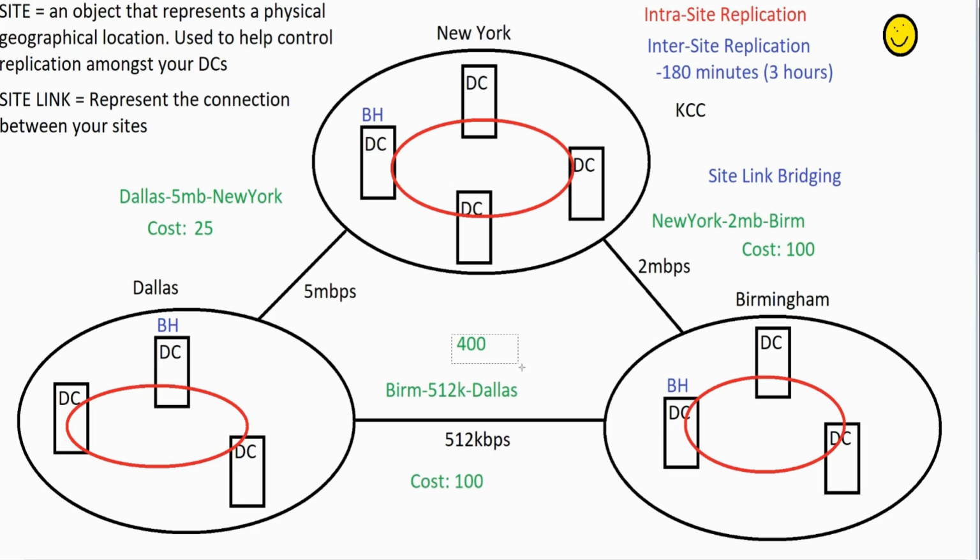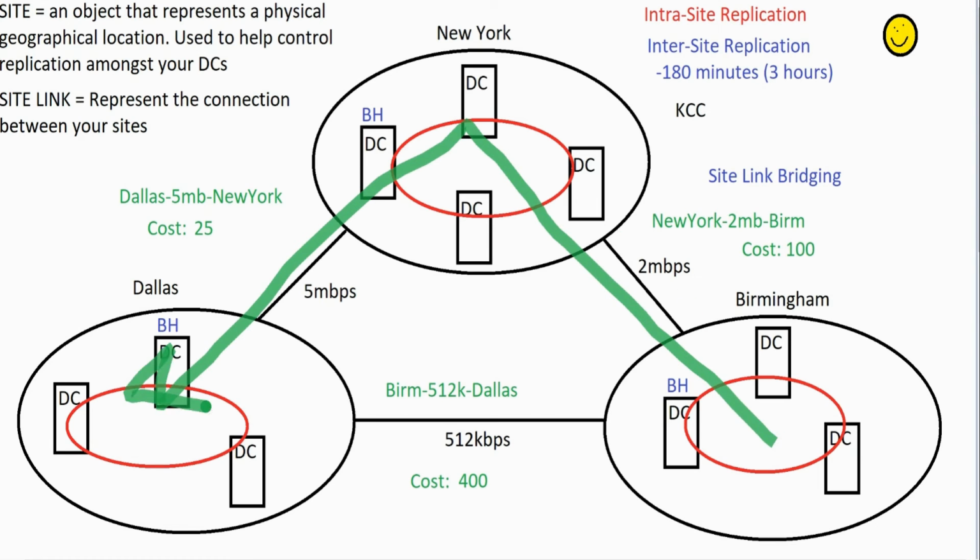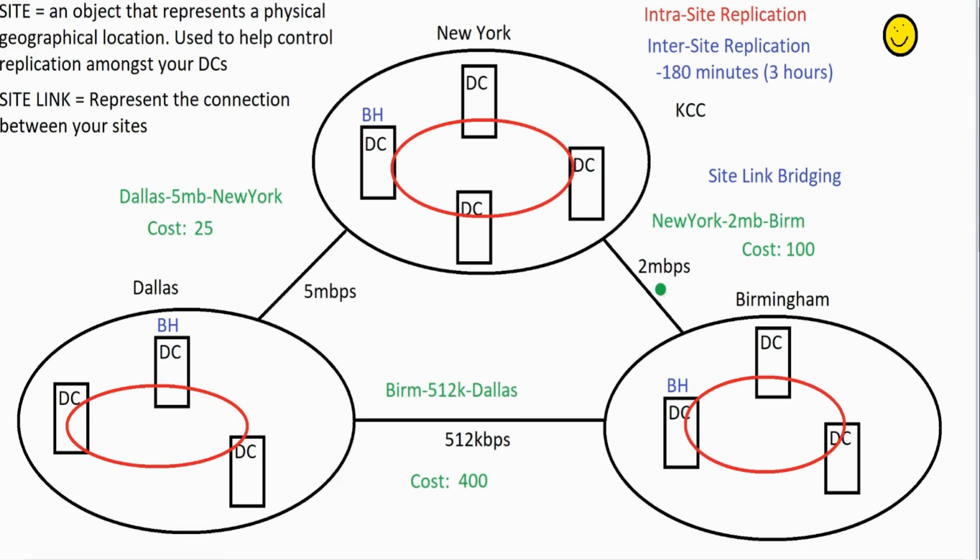And so now if you add all that up, and you could have done this so many different ways, it really doesn't matter, it would cost 125 to replicate this way. It would cost 400 to replicate that way. All right, and so that is how your site links work.